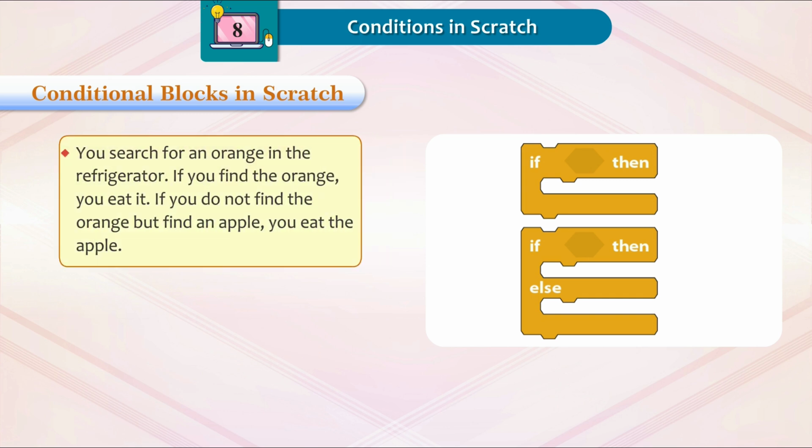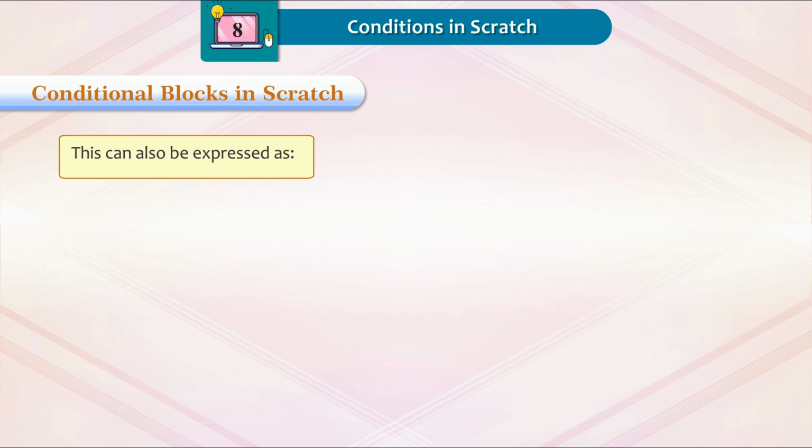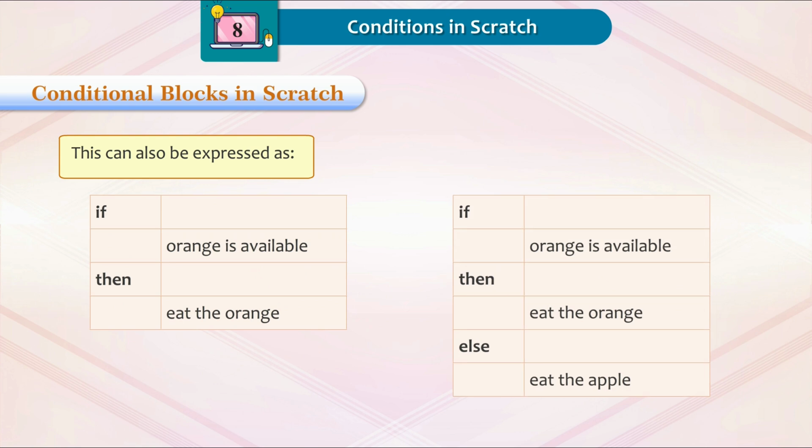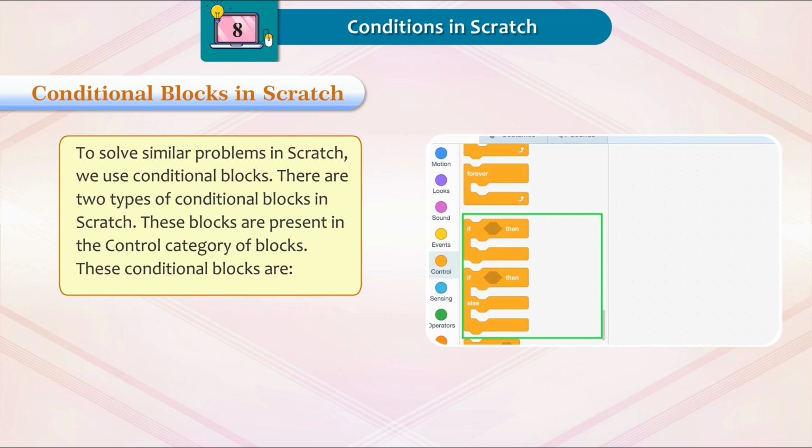You search for an orange in the refrigerator. If you find the orange, you eat it. If you do not find the orange but find an apple, you eat the apple. This can also be expressed as, if orange is available, then eat the orange. If orange is available, then eat the orange, else eat the apple. To solve similar problems in Scratch, we use conditional blocks.